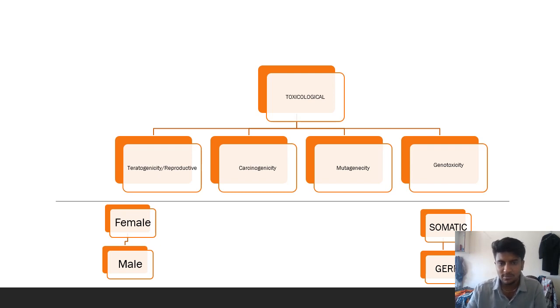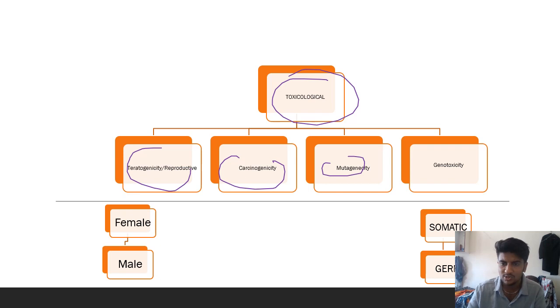Then there are toxicological models. Toxicological screening can be for teratogenicity, carcinogenicity, mutagenicity, genotoxicity. Genotoxicity can be germ cell toxicity, somatic cell toxicity, reproductive toxicity, and it can be female or male. The duration can be acute, subacute, chronic.